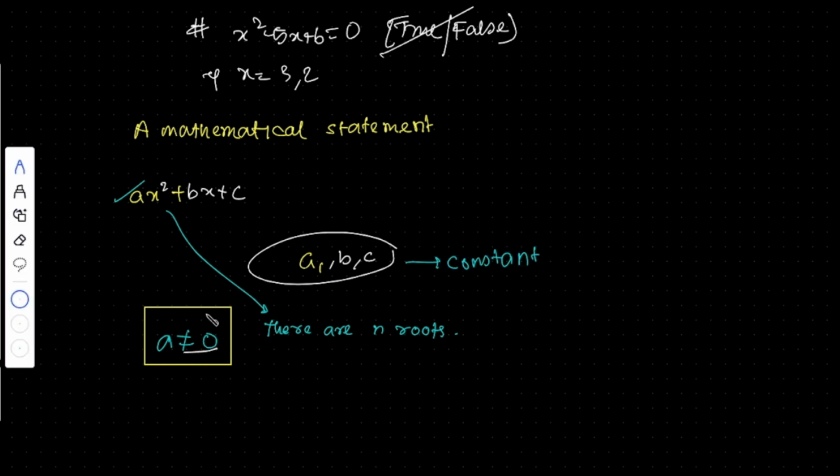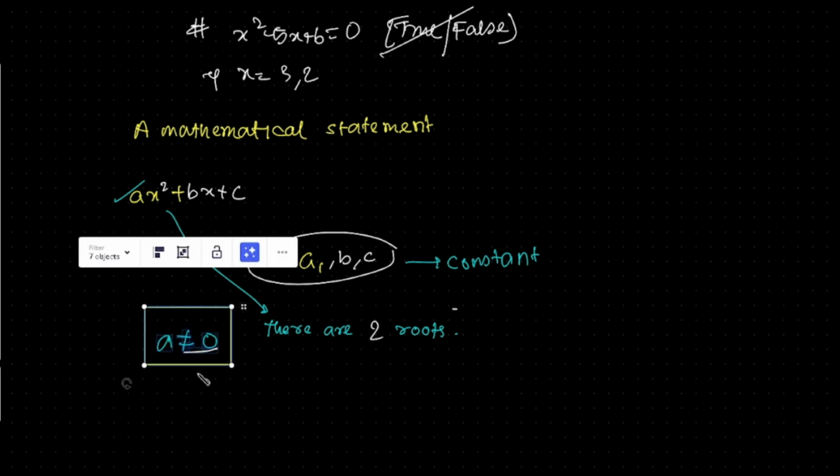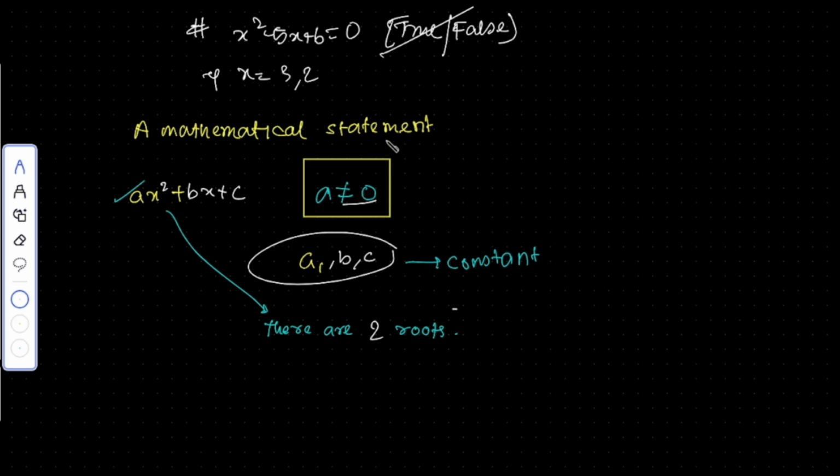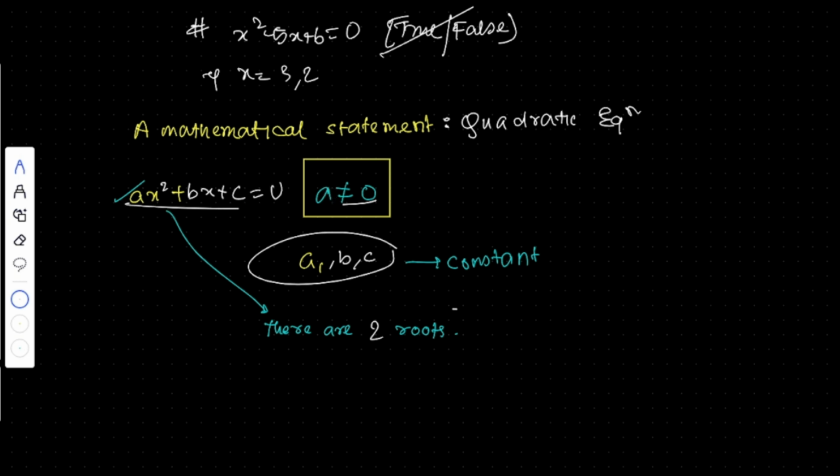A not equal to 0, it should be there always. There are 2 roots. And A not equal to 0 is uniform for every mathematical statement or equation, you can say. What is this? This is our statement for the quadratic equation. Its basic form is ax square plus bx plus c equals 0.